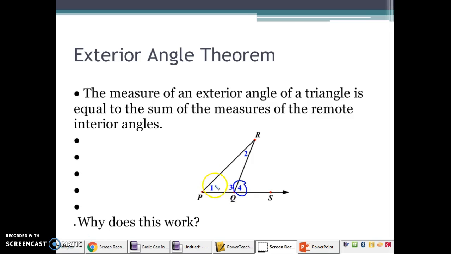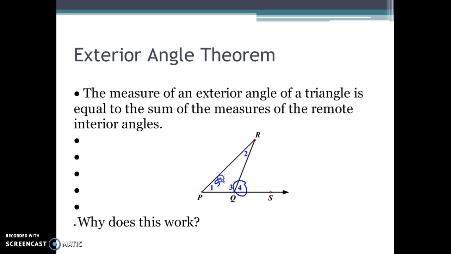If I were to say that angle 1 was 50, and maybe angle 2 is 60, 50 plus 60 is 110. So 110 from 180 is 70. So that leaves 70 for angle 3. Well, I know that angle 3 and angle 4 are supplementary because they're a linear pair. They make up this line PS. Right? So if I were to figure out what 4 was, I would take 180 minus 70, and that's going to give me 110. Right?